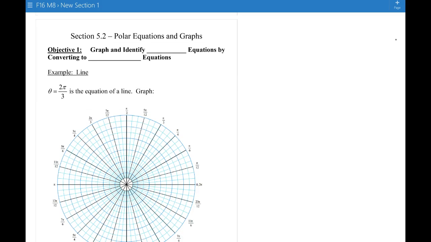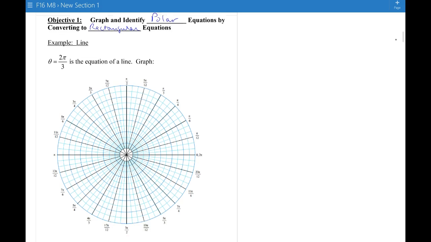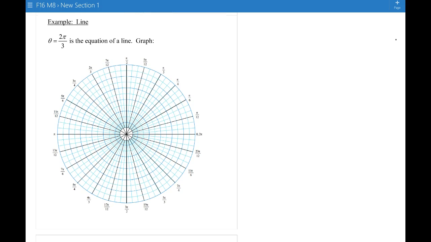So first, we're going to graph and identify polar equations by converting them to rectangular equations. So here's some examples. A line in polar coordinates looks like theta equals 2 pi over 3. Because you don't see r, it means r goes through all possible values. So this means r is an element of the real numbers. It can be any real number.